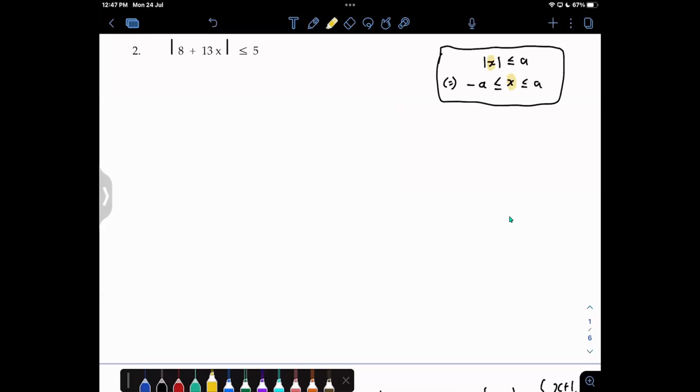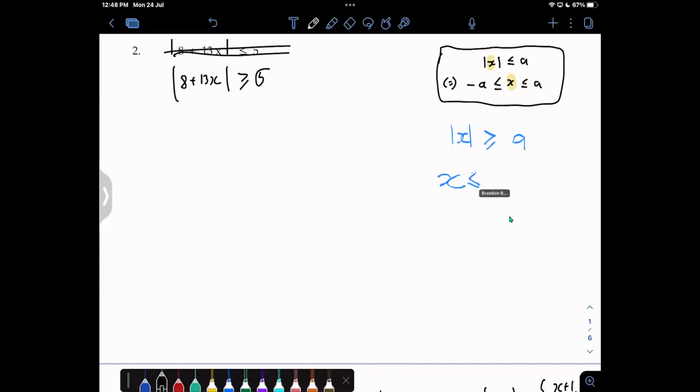So how about if I change the direction to more than or equal to? If like this, then it is x less than or equal to minus a, or x more than or equal to a. Correct. Okay. So the A is not.